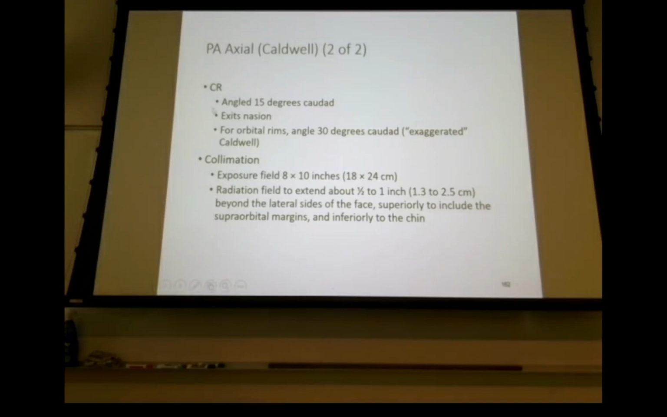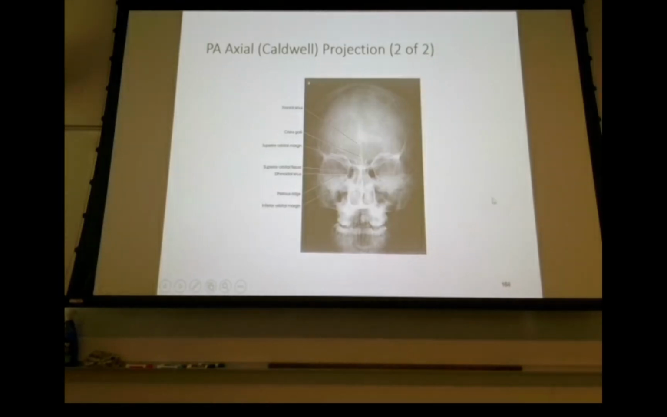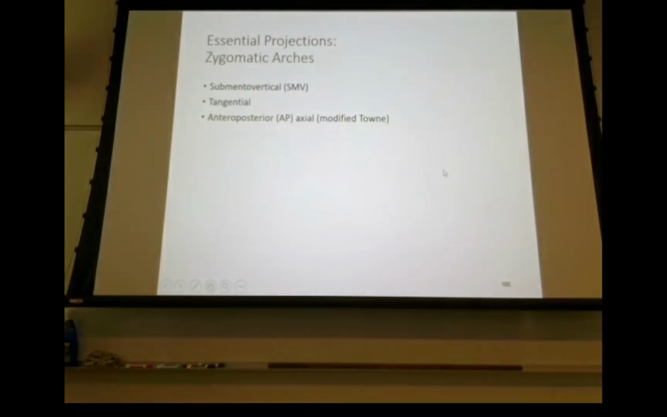So 15-degree caudal angulation exits at the nasion. If you want to see the inferior orbital rims, then we're going to angle 30 degrees caudal. We're going to look for the same evaluation criteria that we look for in the skull. So 15-degree caudal angulation for Caldwell, again in the lower third of the orbits.